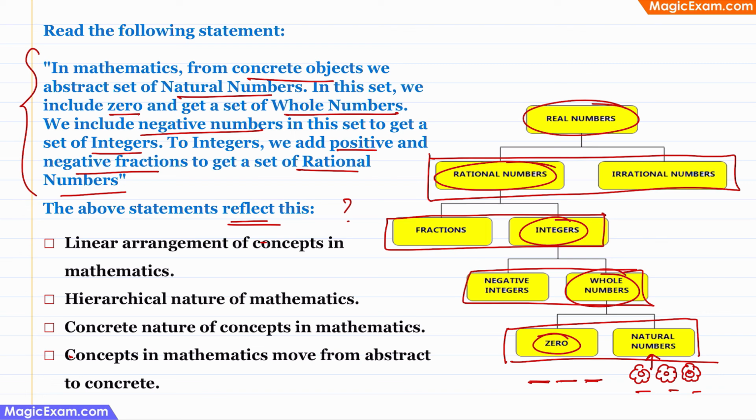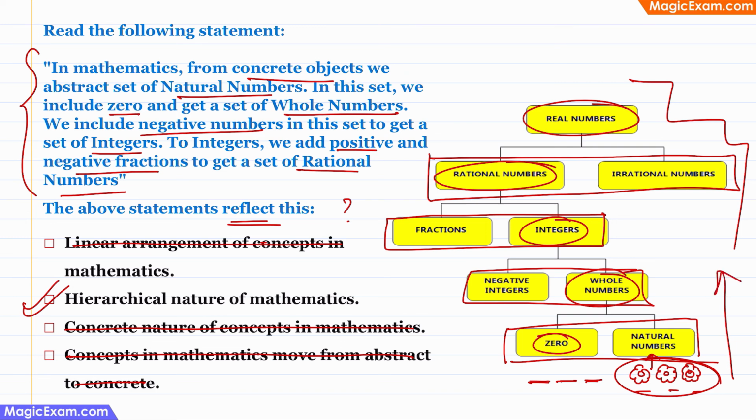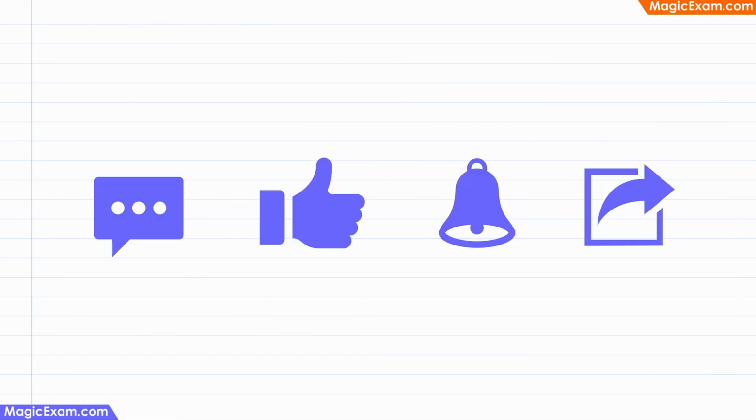So this is not a linear arrangement of concepts. This is the hierarchical nature of mathematics, because this is a hierarchy. This is not the concrete nature of concepts in mathematics, and this is not where we are moving from abstract to concrete. On the other hand, we are moving from concrete objects towards abstract concepts. Therefore, the hierarchical nature of mathematics is what is being described in this paragraph.